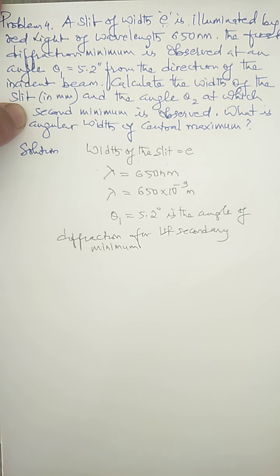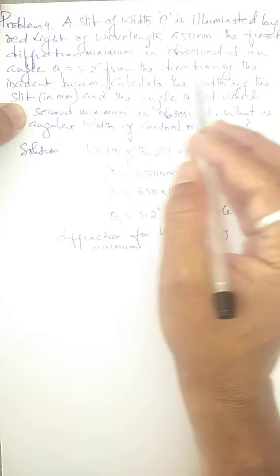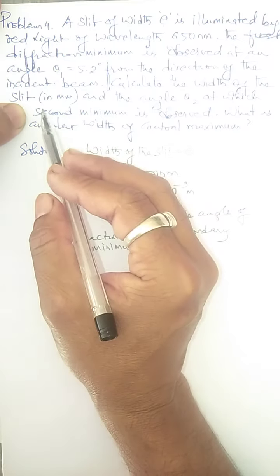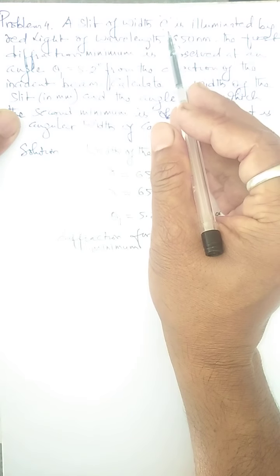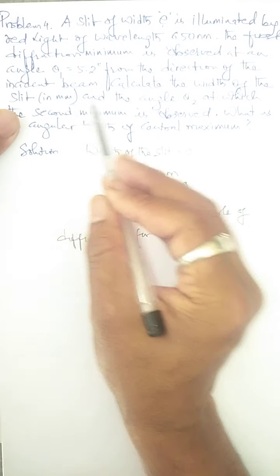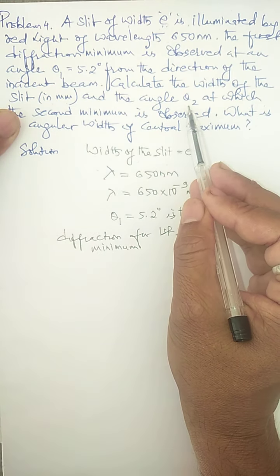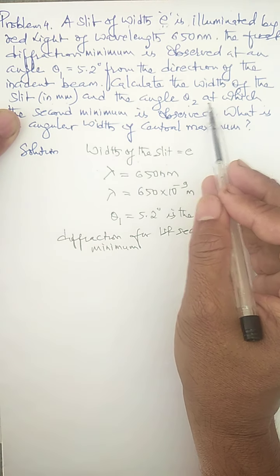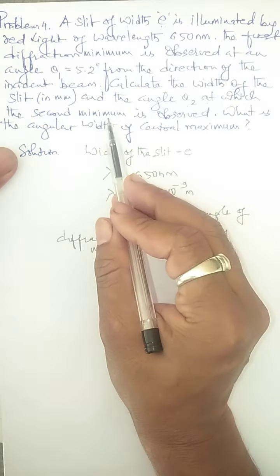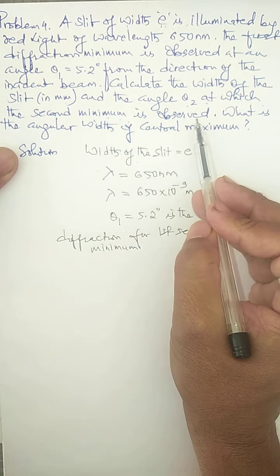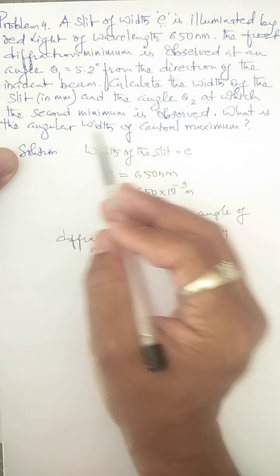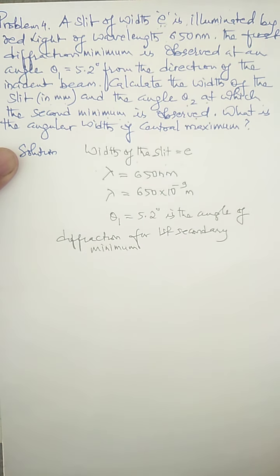Now what we need to find in this question is to calculate the width of the slit. The width of the slit means this E only we have to find out, but in millimeter. And also we need to calculate theta 2, the angle at which the second secondary minimum is observed. And after that, the angular width of the center maximum also.